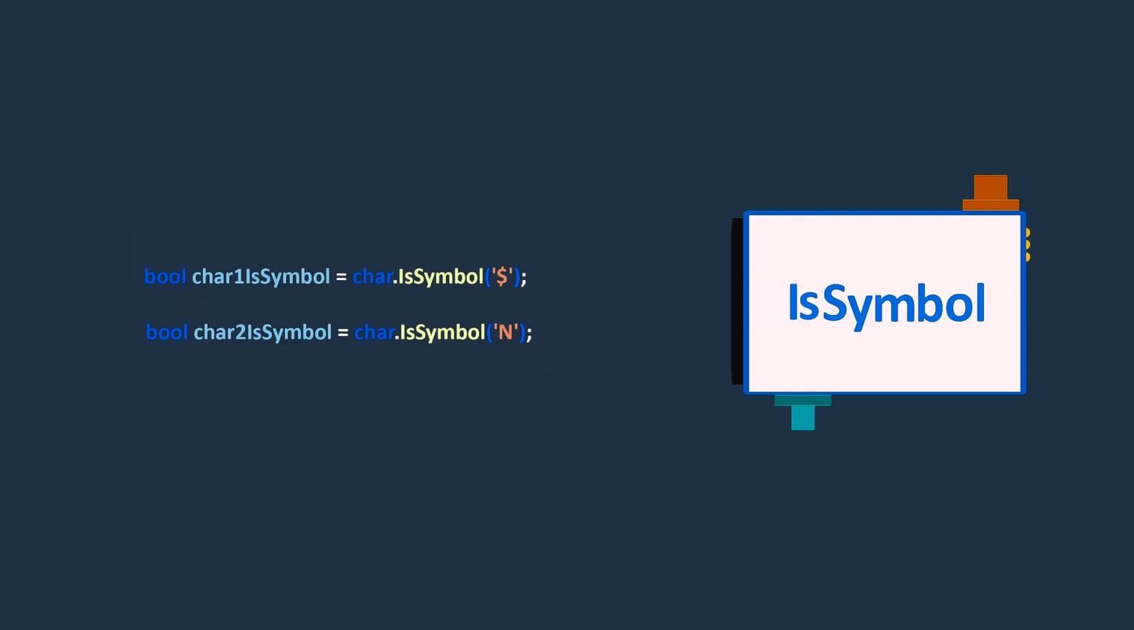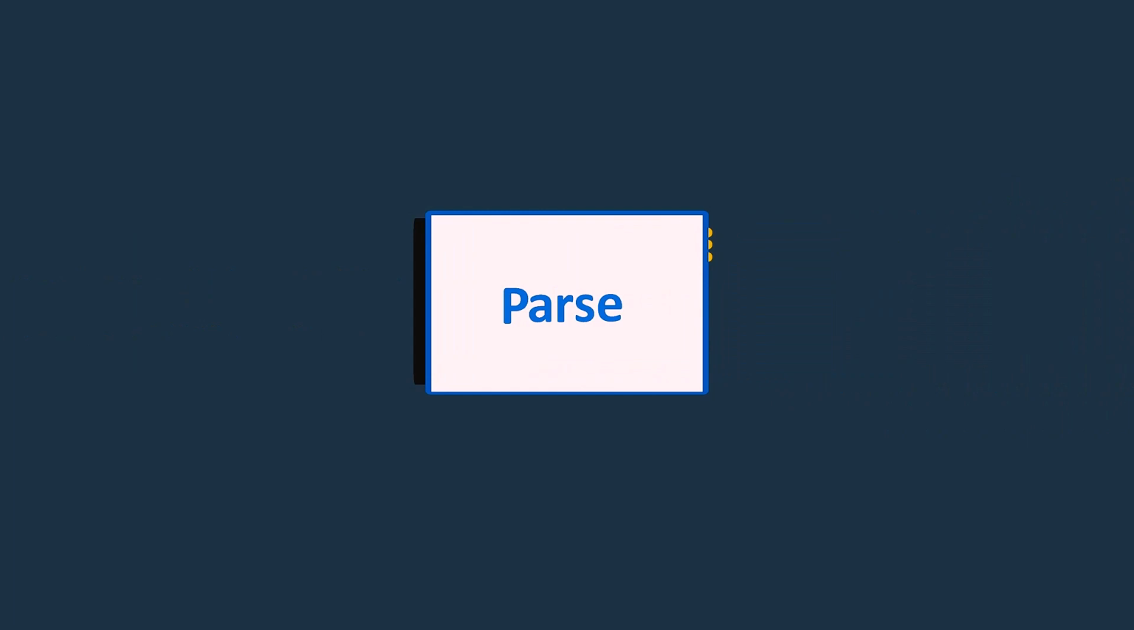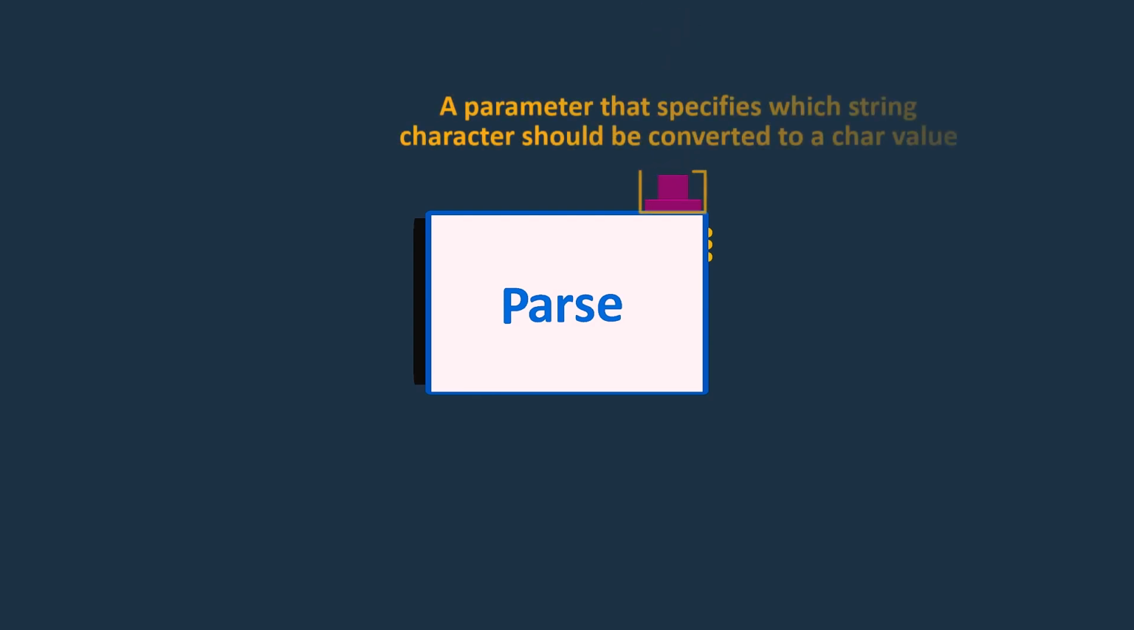The final method we'll discuss in this lecture is the parse method. The parse method is used to convert a string representation of a single character into its corresponding char value. This method takes a single parameter which represents the string containing exactly one character to be parsed. Then it returns the resulting char value.